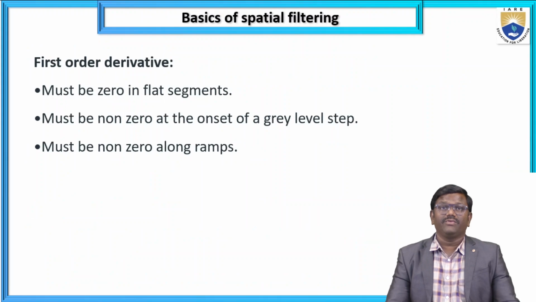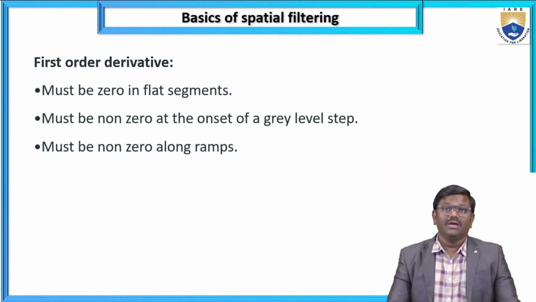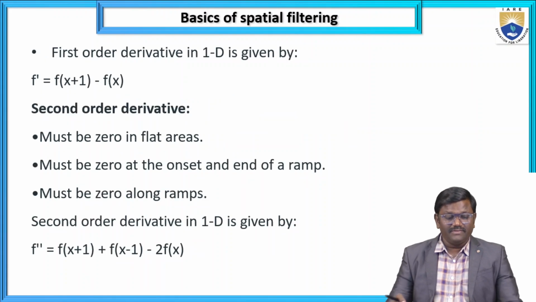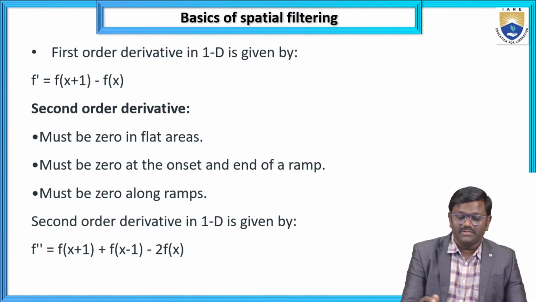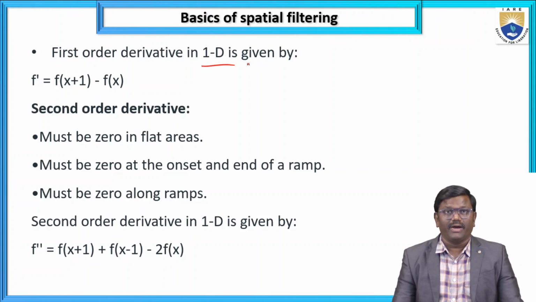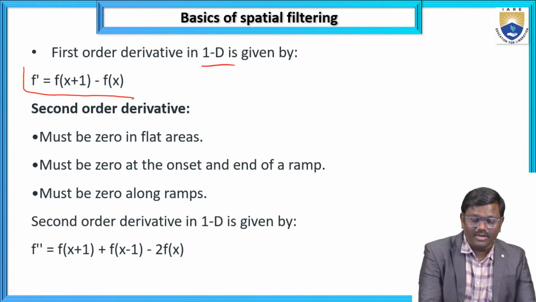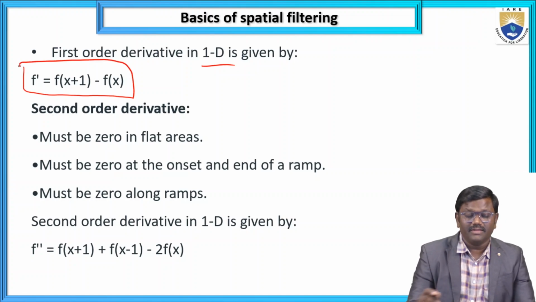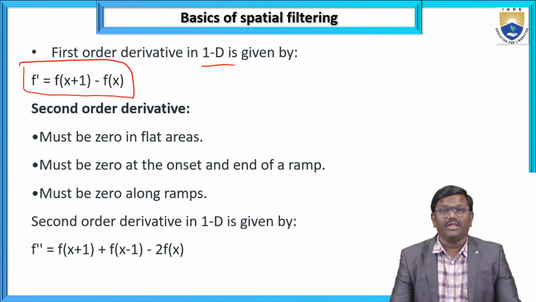The first order derivative must be 0 in flat segments, must be non-zero at the onset of a gray level step, and must be non-zero along ramps. These are the first order derivative properties we use under the sharpening spatial filter process. The first order derivative in 1D is given by f'(x) = f(x+1) - f(x).